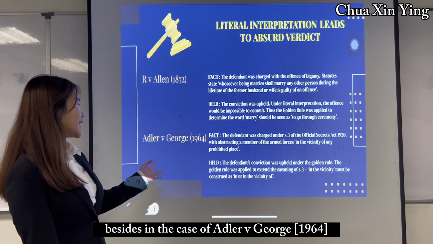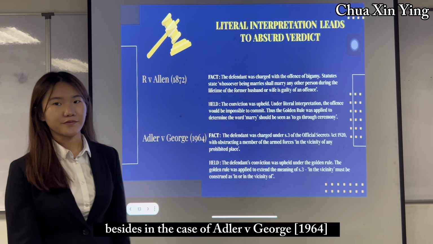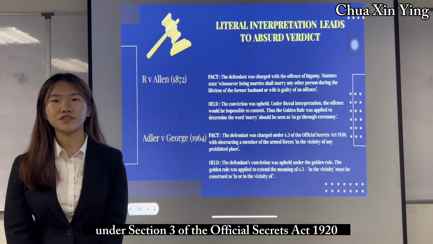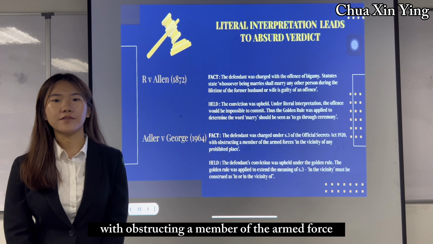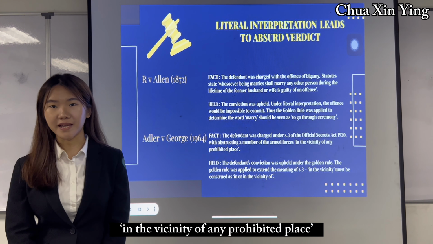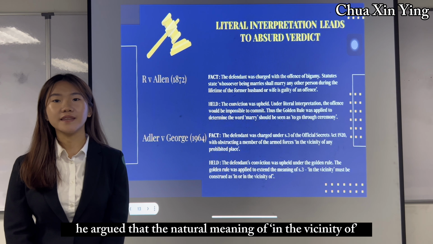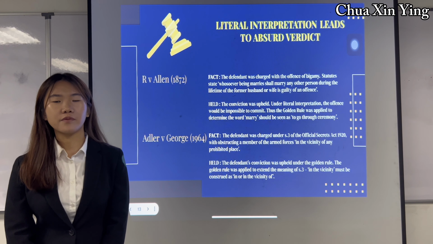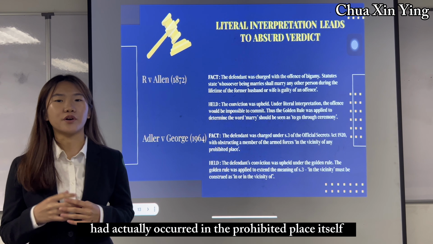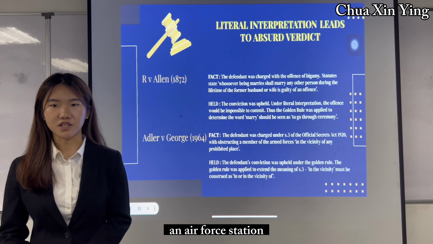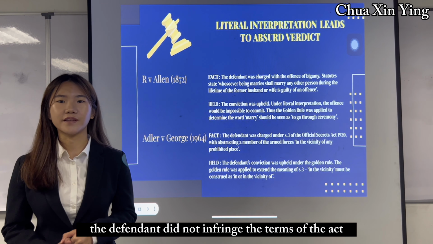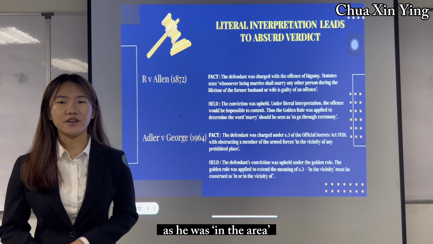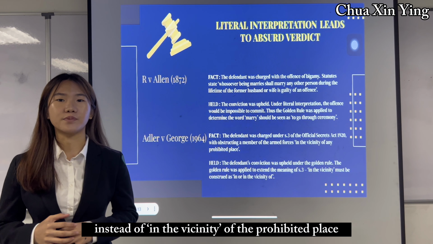Besides, in the case of Adler v George 1964, the defendant was charged under Section 3 of the Official Secrets Act 1920 with obstructing a member of the armed forces in the vicinity of any prohibited place. He argued that the natural meaning of in the vicinity of means near to, whereas the obstruction had actually occurred in the prohibited place itself, an Air Force station. If the literal rule was applied, the defendant did not infringe the terms of the Act as he was in the area instead of in the vicinity of the prohibited place.